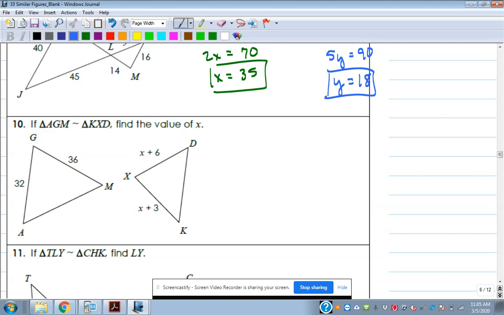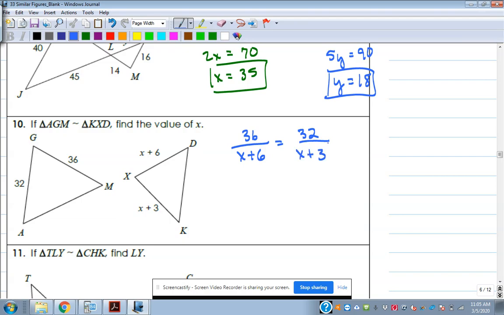So trying to find the value of x. If I pick side DX, I could do 36 over x plus 6. That works because GM and XD go together. And then the other side that we have is AG, which goes with KX. That'd be 32 over x plus 3.